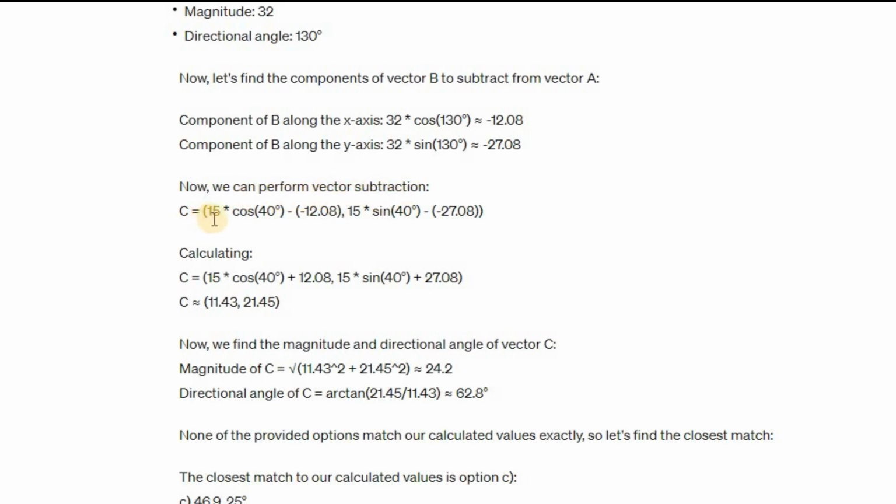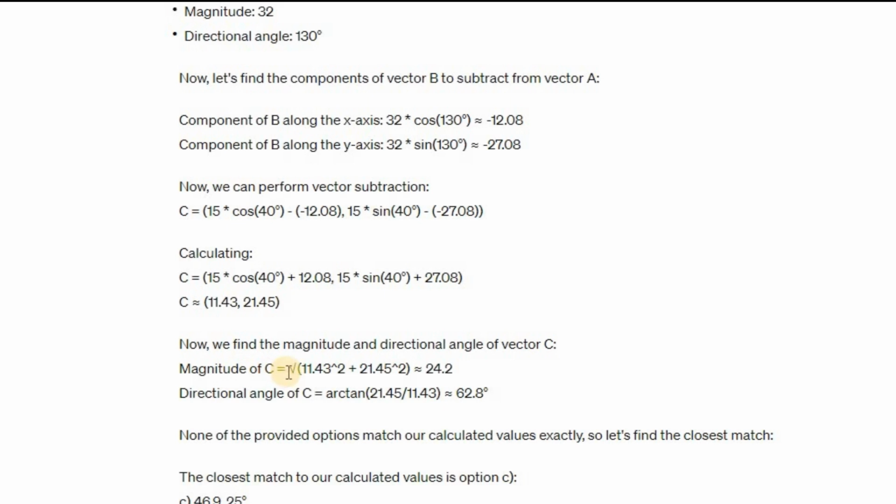C equals 15 multiplied by cosine 40 degrees minus minus 12.08, and 15 multiplied by sine 40 degrees minus 27.08. Calculating, C equals 15 multiplied by cosine 40 degrees plus 12.08, and 15 multiplied by sine 40 plus 27.08. C equals 12.43, 21.45. Now we find the magnitude and direction angle of vector C.